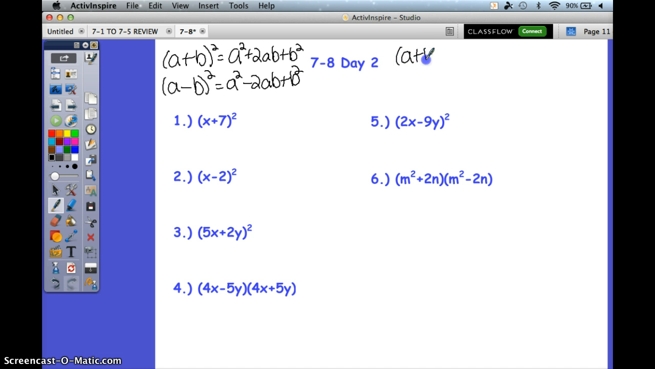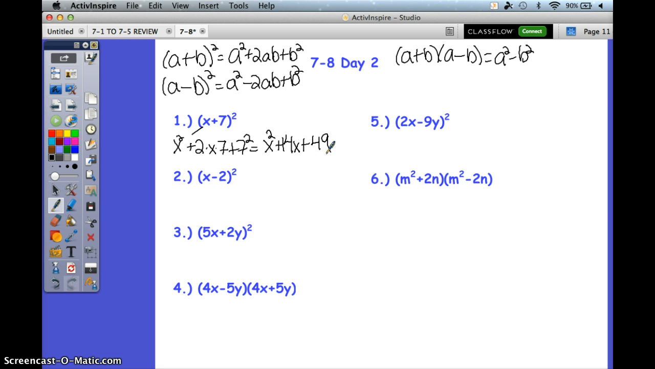If you have a plus b times a minus b, it's a squared minus b squared. So we're just going to pick a rule and use it for each one. For this one, it's the a plus b squared. So we know it's going to be x squared plus 2 times x times 7 plus 7 squared, which is x squared plus 14x plus 49.